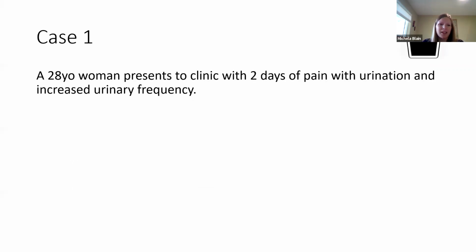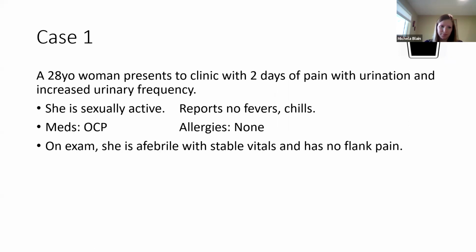Starting with case 1. This is a 20-year-old woman who comes into the clinic with 2 days of pain with urination and increased urinary frequency. She's sexually active, but she has no fevers or chills. Her only medication is an oral contraceptive pill. She has no allergies, and on exam, she's afebrile with stable vitals, and no flank pain when you talk with her.